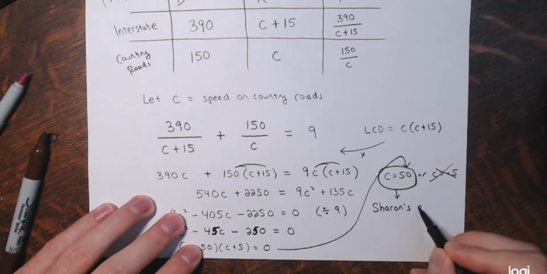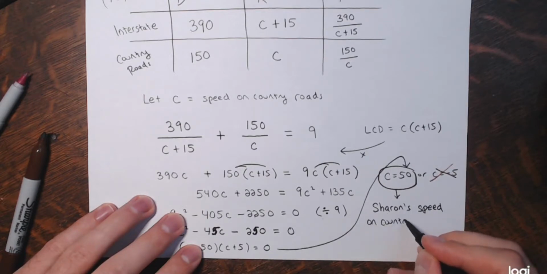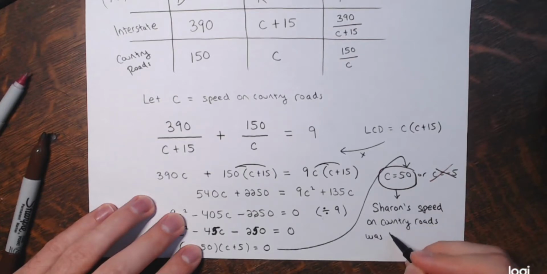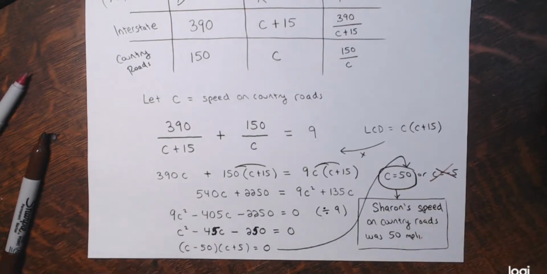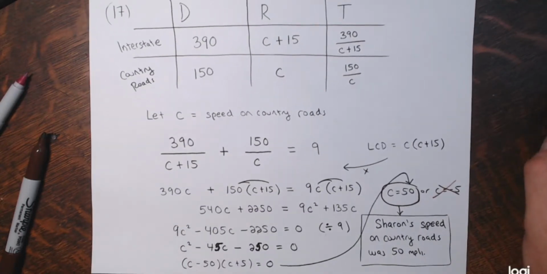That's what I'm writing here: Sharon's speed on country roads was 50 miles per hour. Great. All right, so next, example 18. We just have a few more.